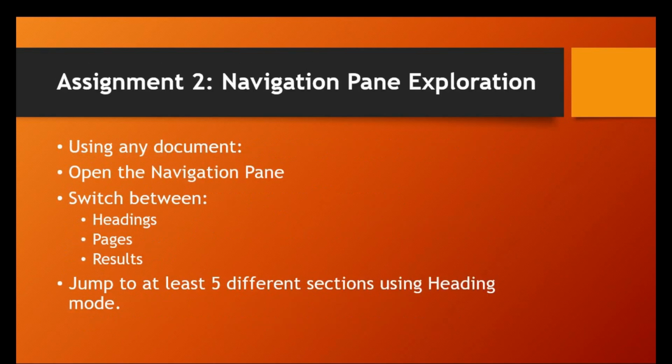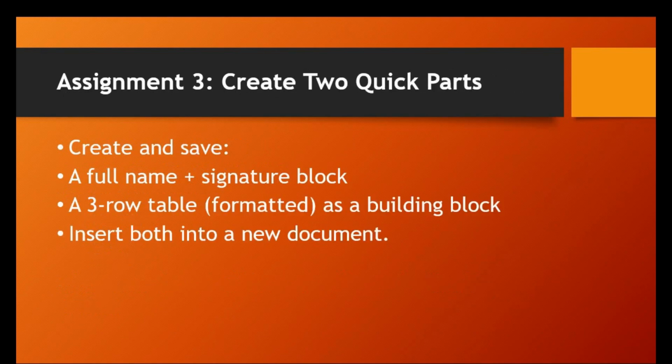Assignment 2. Navigation pane exploration. Using any document, open the navigation pane. Switch between the headings, pages, and results. Jump to at least 5 different sections using heading mode. Assignment 3. Create 2 quick parts. Create and save a full name and signature block. A 3-row table formatted as a building block. Insert both into a new document.